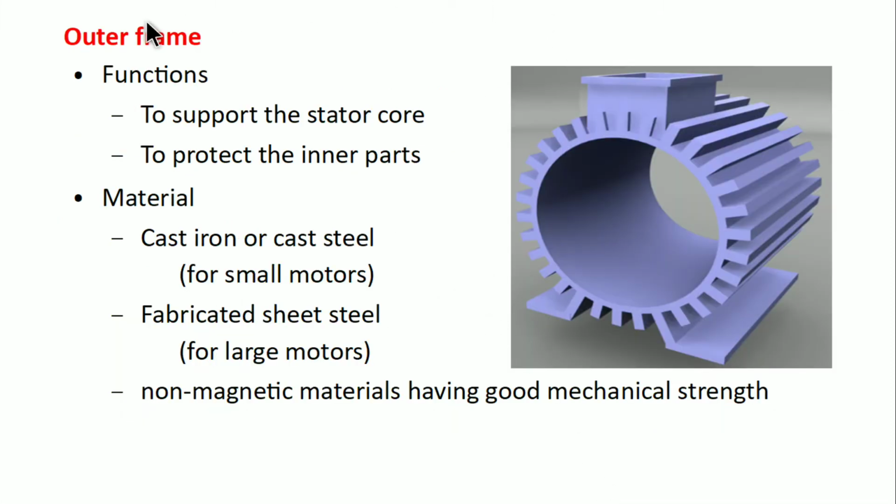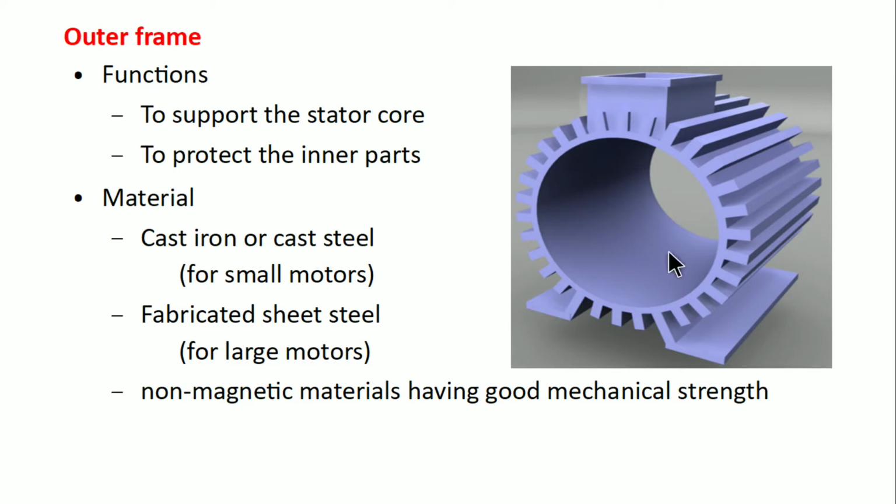The outer frame or stator frame is the outermost part of the motor, which is visible to us. These are the cooling fins provided for efficient cooling, to increase the area by which heat dissipation is possible. And these are the feet. The feet provide support to the stator frame and are fixed to the foundation with the help of foundation bolts.